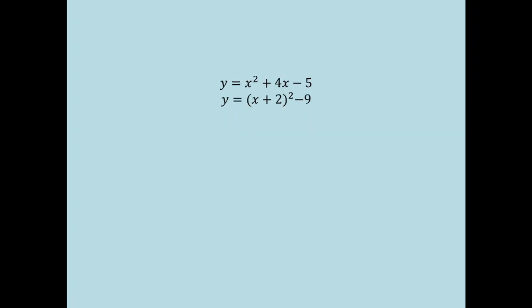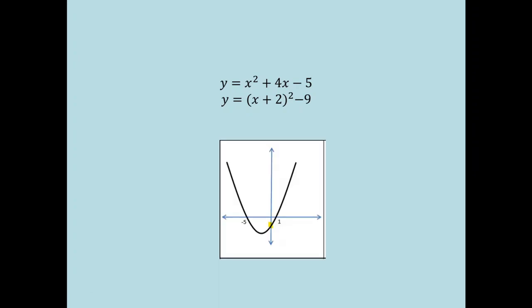This next quadratic, I completed the square for it directly. My vertex is where x is equal to -2 and y is equal to -9. From the original, I can see that my y-intercept is -5. And I could use either of these two formats to try and solve the quadratic to see what my roots are, which are -5 and +1.